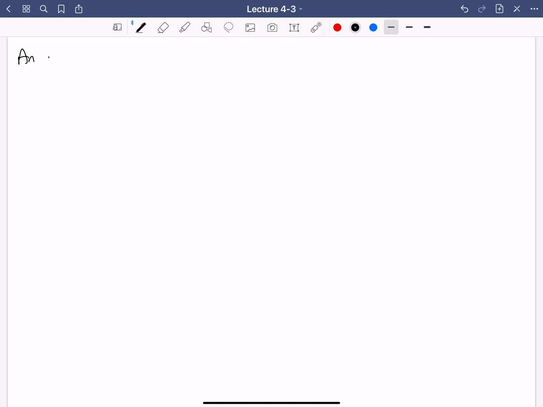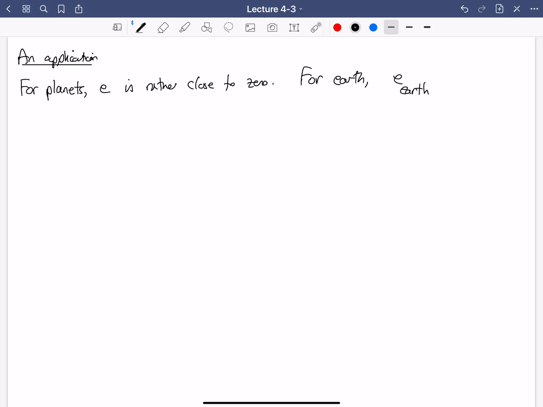So here's a fun little application of that third formula. For all the planets in our solar system, the eccentricity e turns out to be rather close to 0. I looked up what it is for the Earth on Wikipedia. So for the Earth, let's maybe put a little subscript, e Earth, the eccentricity of the Earth's orbit is 0.016. So the orbit is close to being circular.